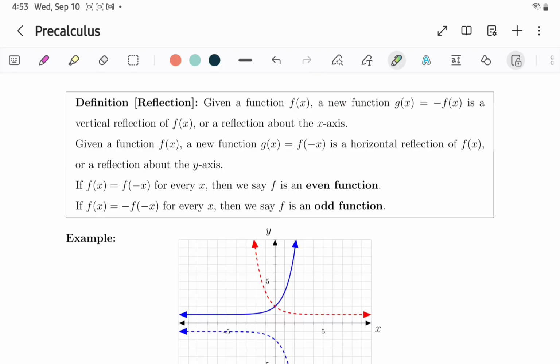Okay? And also, for the other type of reflection, again, given a function f of x, a new function g of x equals f of minus x now is going to be a horizontal reflection of f of x, or a reflection about the y-axis.